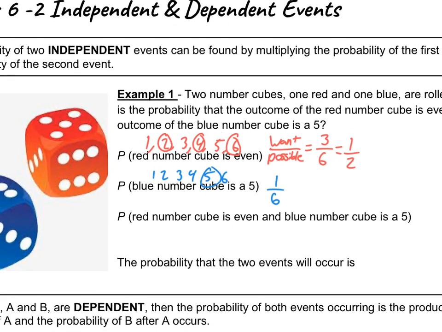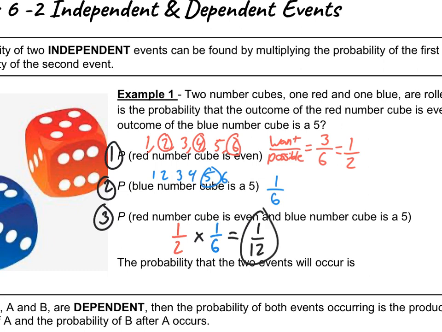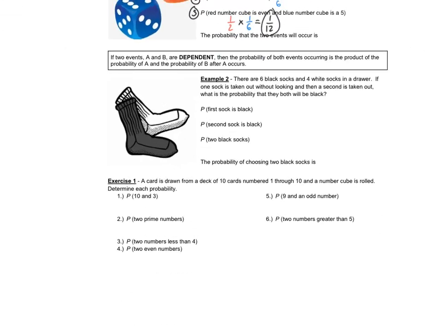So right now, actually, let me summarize this real quick. First step, we found the probability of just getting an even number on the red cube. Second step was finding the probability of getting a 5 on the blue cube. Third step is going to be to take those 2 probabilities that we have, so our 1/2 and our 1/6, and multiply these 2 probabilities. We multiply straight across, so it's going to be 1 over 12. So the probability of getting an even number on the red cube and getting a 5 on the blue cube is 1 in 12.